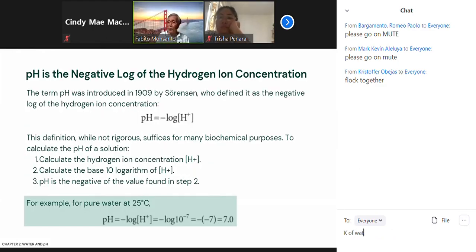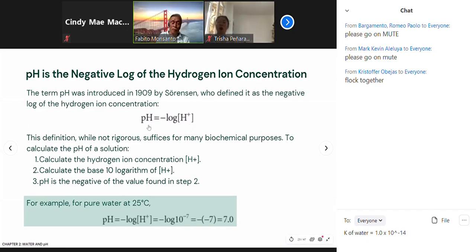pH, now this is whether the solution is acidic, or the solution is alkaline or basic. Now, the pH is the negative logarithm of the hydrogen ion concentration. So this is it, pH, the negative log of hydrogen ion concentration. If you know this hydrogen ion concentration, you can solve for the pH.